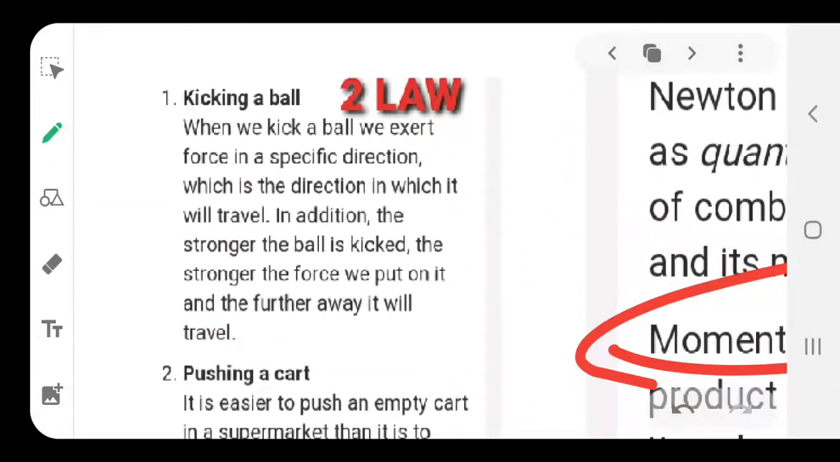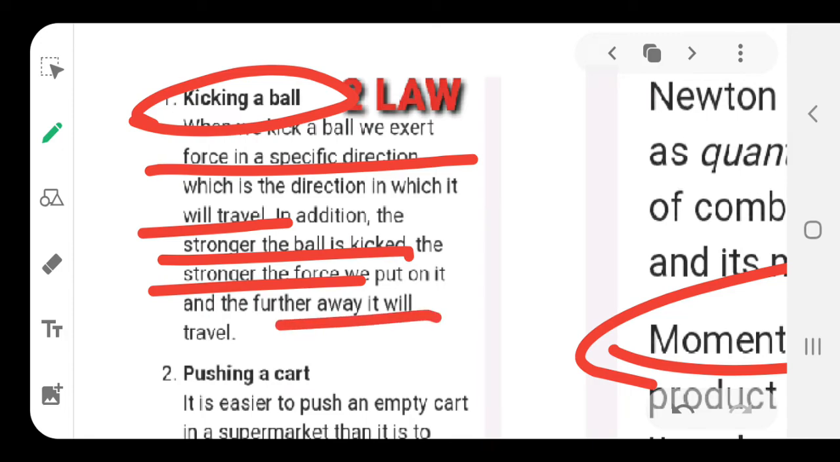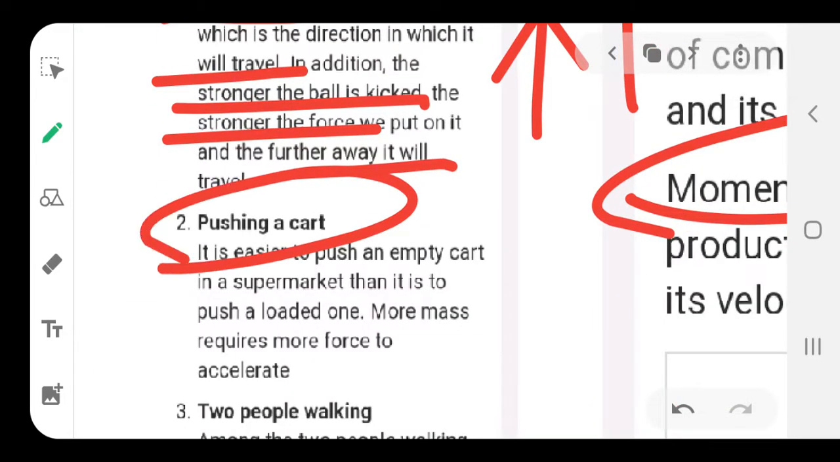Now, just see the explanation for the second law's examples. Kicking a ball. They say when you kick a ball, we exert a force in a particular direction and in that direction the ball travels. In addition, the stronger the ball is kicked, the stronger the force will be on it and the further it will go. That only says more the force, more the acceleration, and the body travels the distance. Same is the case of pushing a cart.